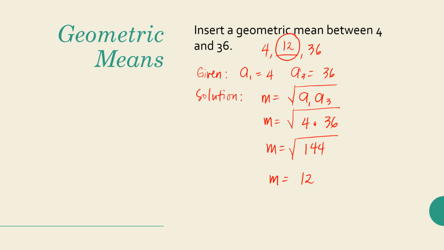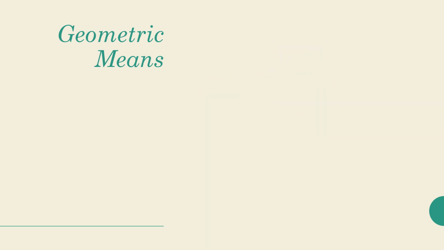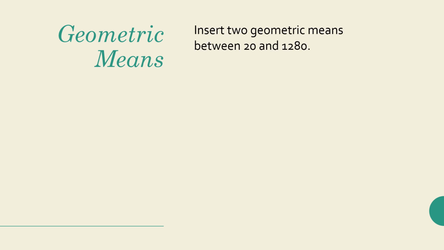But the question becomes, what if you have to insert more than one geometric mean? I'll give you one example regarding this one. Let's say, insert two geometric means between 20 and 1280. So how will you do this? I will give you a step-by-step procedure on how to do this. So here is our step-by-step procedure.